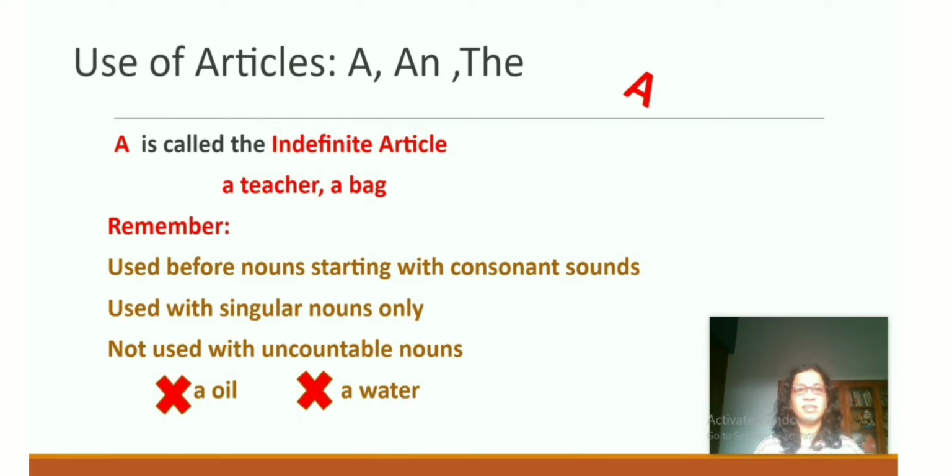The article a is called the indefinite article and it is used before nouns starting with consonant sounds. For example, a teacher, a bag, a book, a pencil, a rubber. It is used only with singular nouns. You cannot say a rubbers or a books. It is a book or a rubber, a pencil.